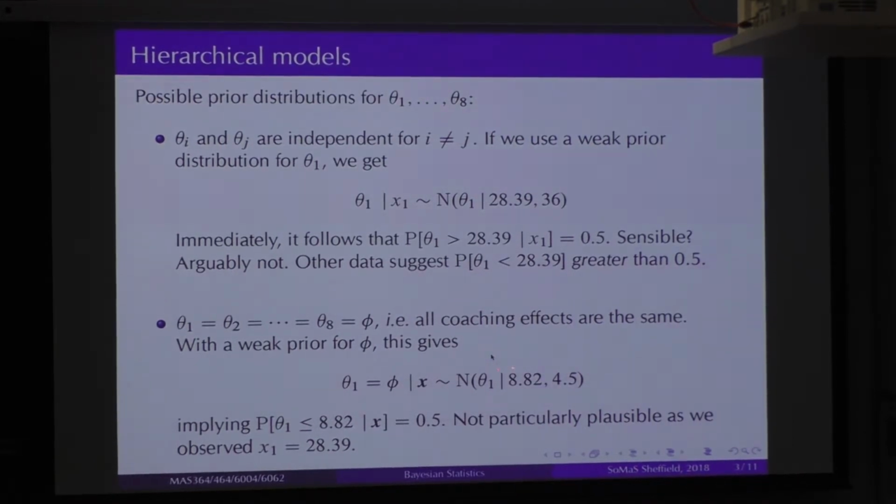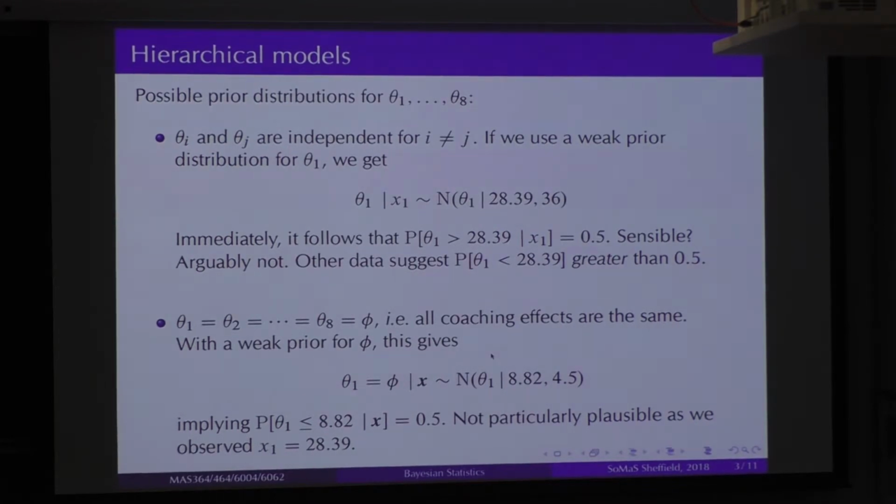If we do that, then the posterior distribution for the common parameter is Gaussian with the mean of all the observations, which is this number here, and variance 36 over the number of observations. Okay? So that is our posterior for all of them, and given that all of them are the same, then that will imply that the probability of the effect in the first school being smaller than 8.82 is half, and probably that's not very good because we know that that effect was 28. So again, that doesn't tally with the data. Okay.